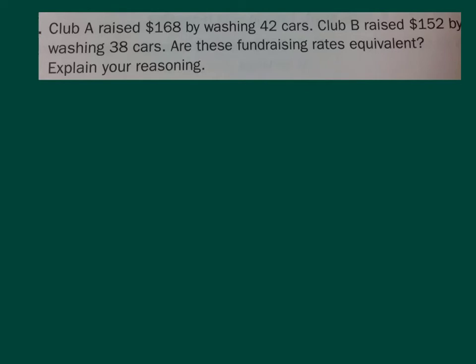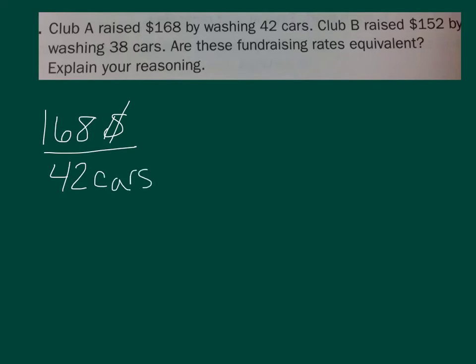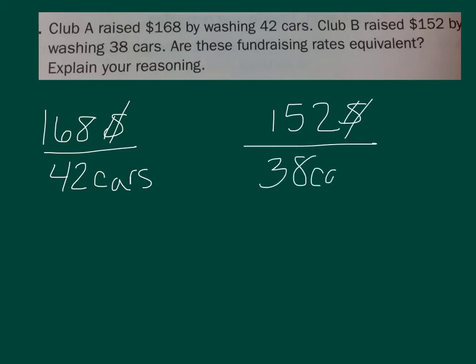For this last example, you can turn your book open to page 61, letter D. Page 61, letter D. Club A raised $168 for washing 42 cars. So I'm going to start setting up my ratio. 42 cars. Is that equivalent to Club B, who raised $152 by washing 38 cars? We need to find out if they are equivalent.